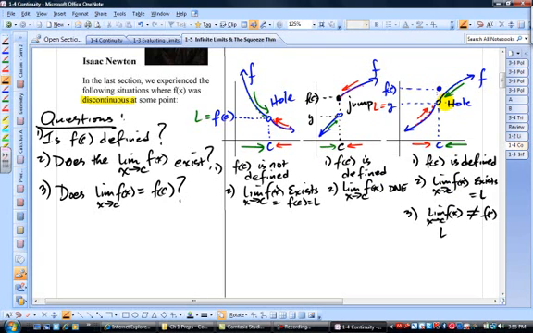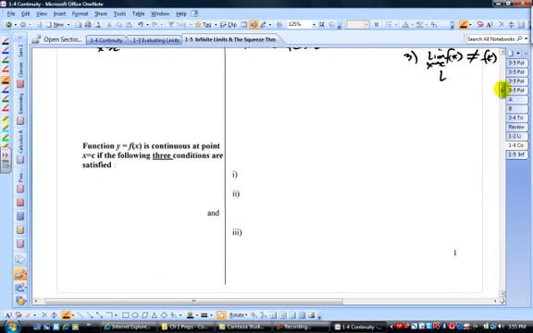So let's review. We need the function at c, or f of c, to be defined so there's no hole. To make sure there's no jump, we need the limit to exist so we can find it. And thirdly, we need f of c to be equal to the limit. We need to fill that hole. So the limit of f as x approaches c must be equal to f of c in order to fill that hole, in order for it to be continuous. That's called a three-part continuity test, and let's write it down.